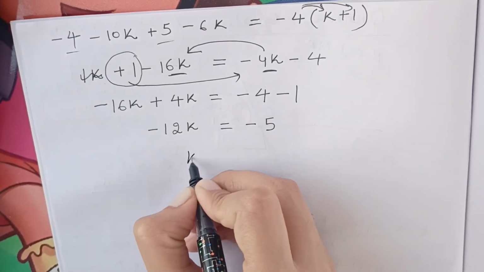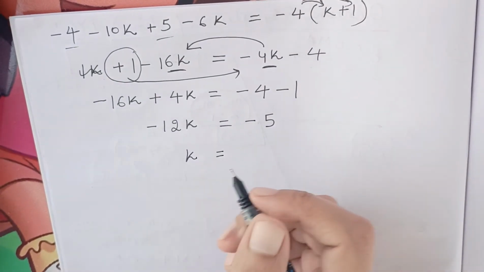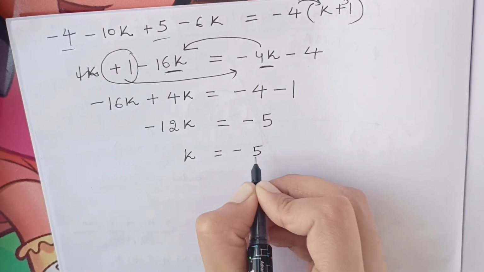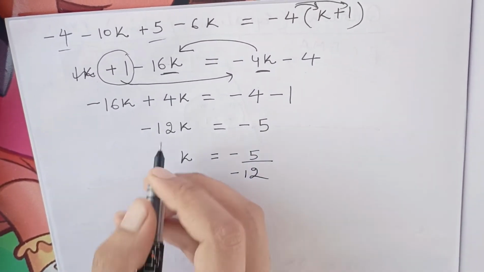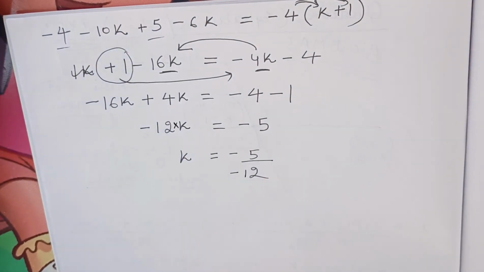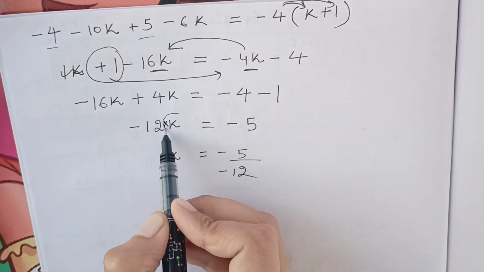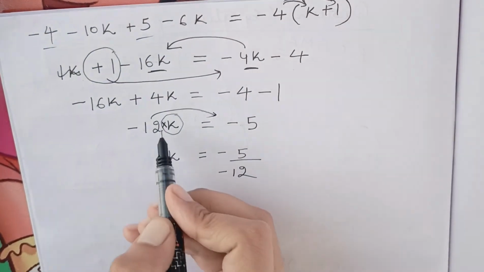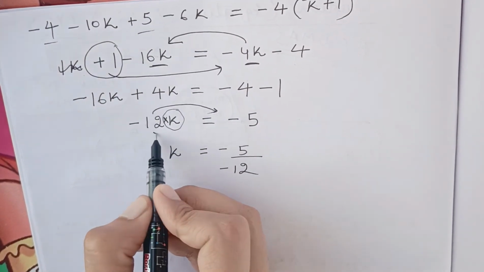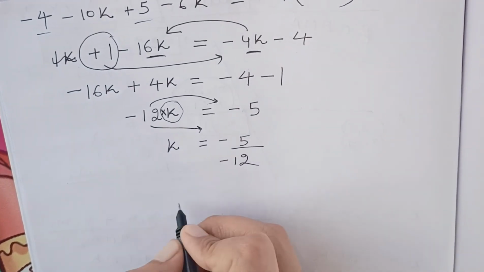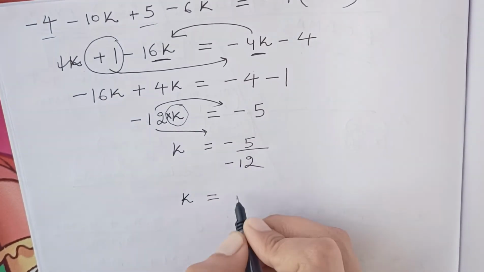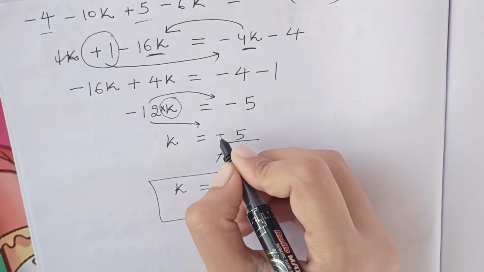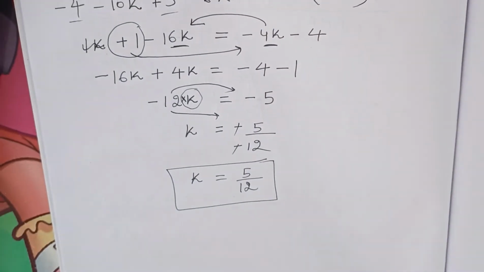Now k's value we have to find, so k is equal to minus 5 by minus 12, because this 12 is getting multiplied. Because we have to find the value of k, we will keep k on this side and shift 12 to the other side. It was getting multiplied, so when we shift it to the other side it will get divided. So k's value I got is 5 by 12. Why 5 by 12? Because the minus and minus signs will cancel.